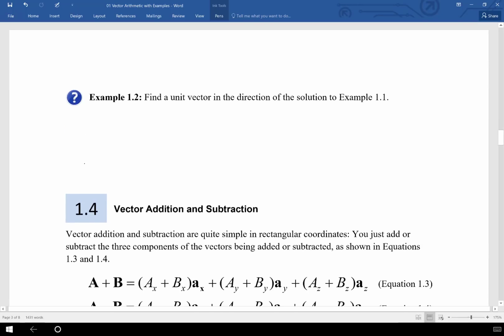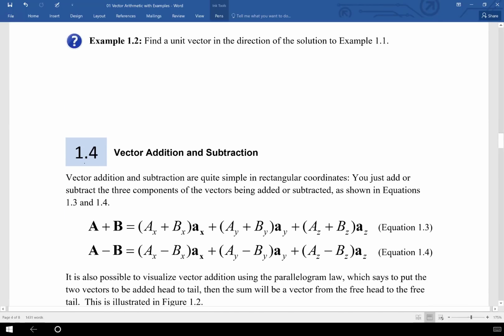Let's see what is going to be the magnitude of A. So the magnitude of A is going to be the square root of 3 squared plus 6 squared plus -2 squared. And it really doesn't matter that it's negative because that'll be squared. This turns out to be the square root of 49, which also turns out to be 7.